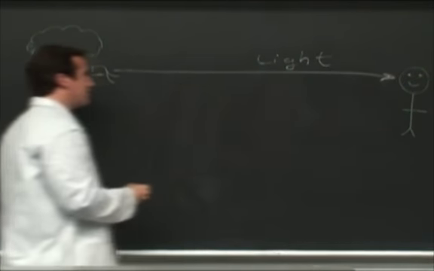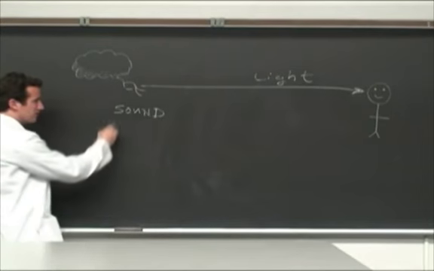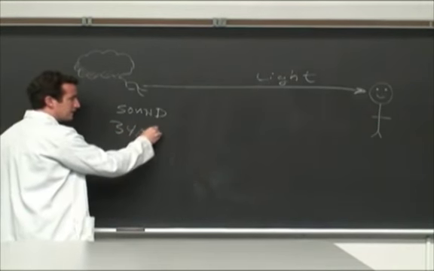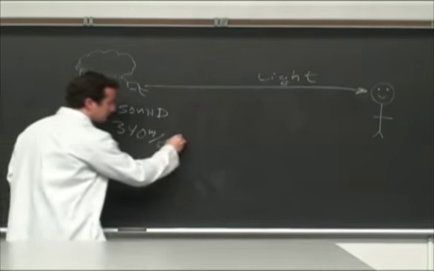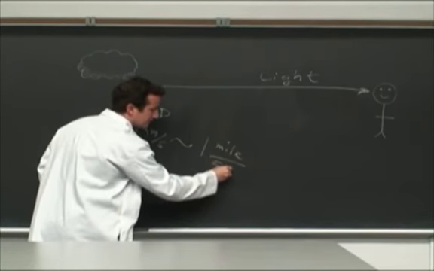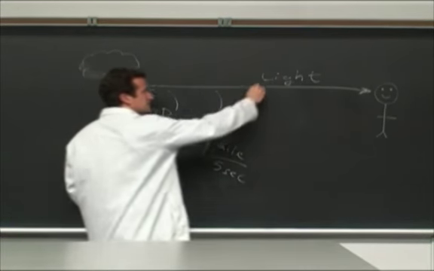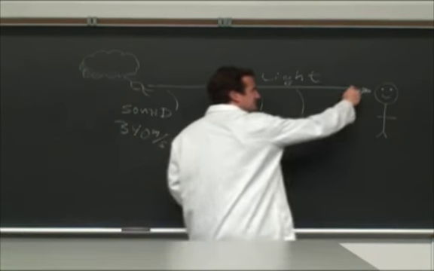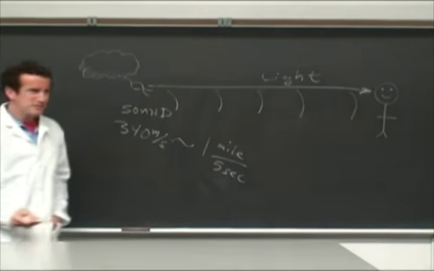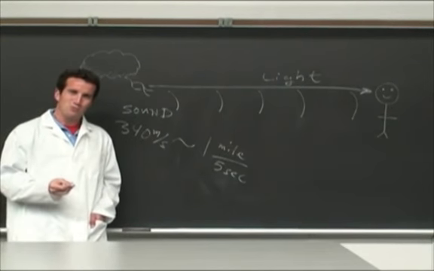But the sound, on the other hand, travels much slower, 340 meters per second. That's about 1 mile per 5 seconds. So if you count the number of seconds between the light and the sound, you can accurately predict the distance to the lightning strike. Every 5 seconds you count, 1 mile of distance.